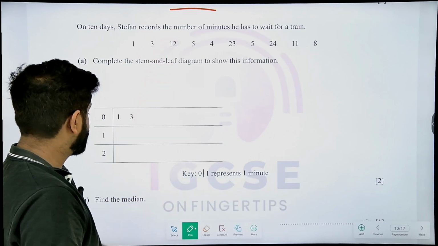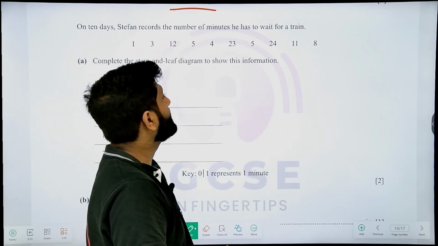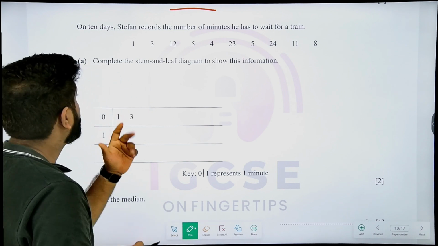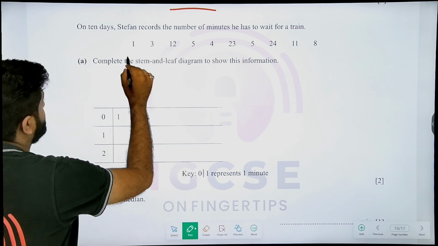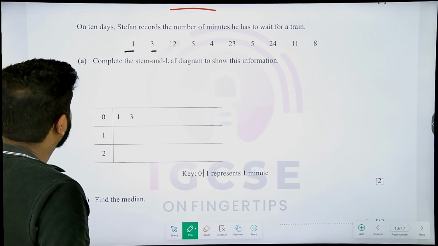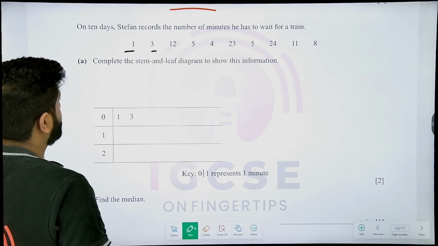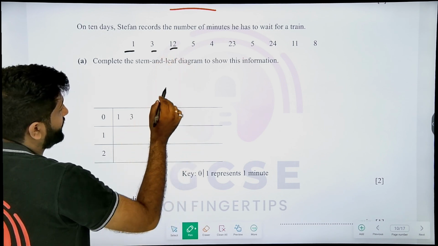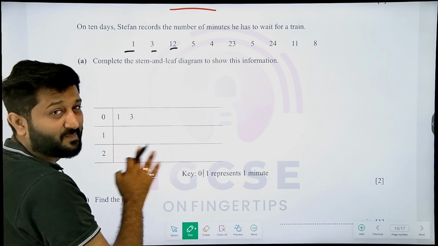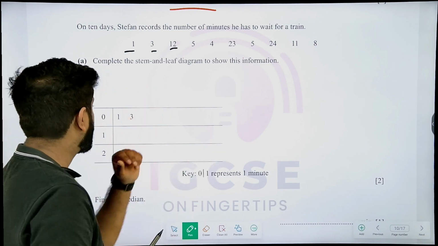On 10 days, Stephen records the number of times he has to wait for a train. Complete the stem and leaf diagram. So this is 1, 3. Okay, 01, 03, he has to wait for 12 minutes. So which means I have to write the numbers in ascending order, right?